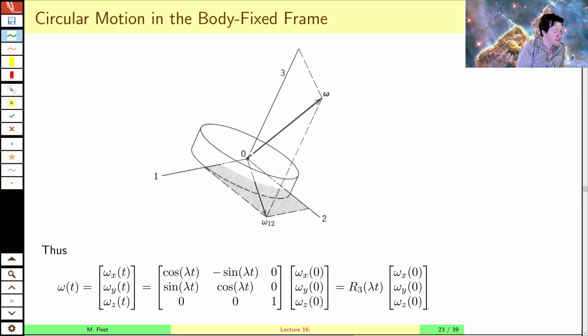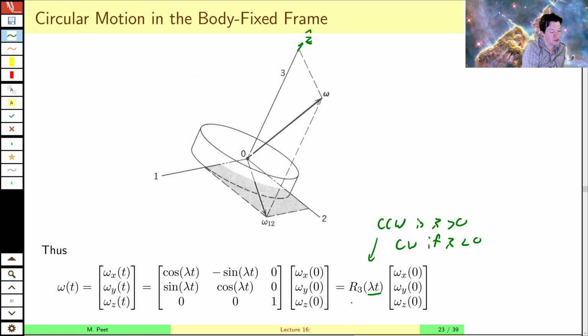Okay. So basically, what this is you got the body fixed z-axis here, and your angular velocity vector is rotating around it at an angular velocity of lambda. Notice that if lambda is positive, it's going to rotate in the counterclockwise direction. The rotation, it's about the z-axis, I should say. So it's counterclockwise if lambda is greater than 0, and clockwise if lambda is less than 0. And we'll talk about that in just a second.